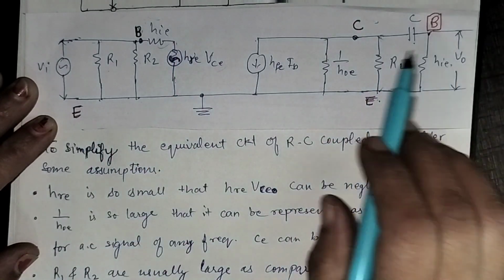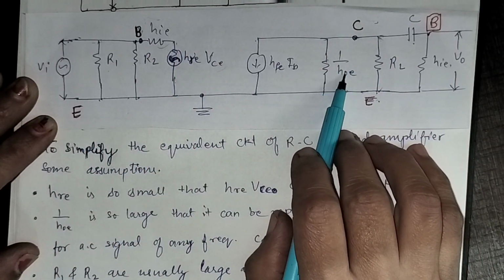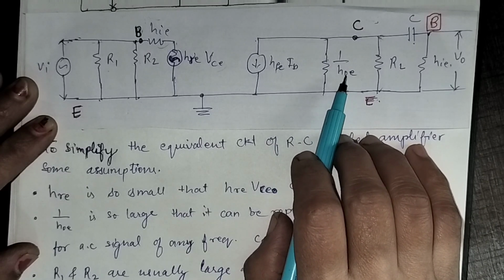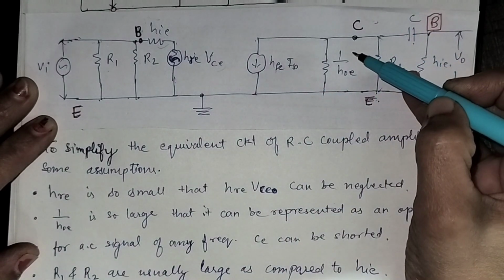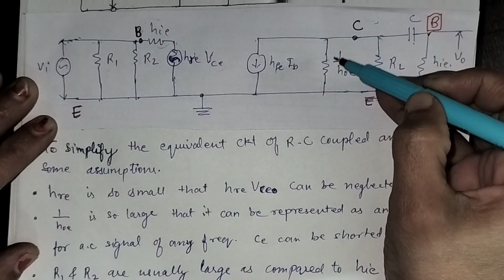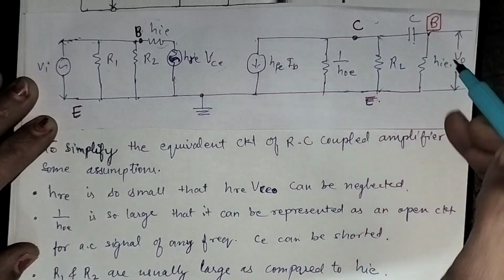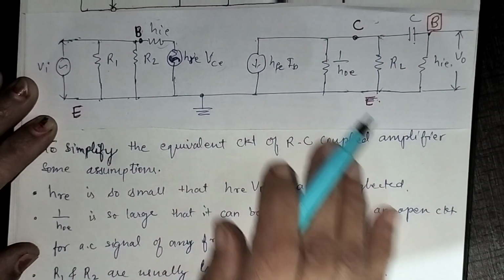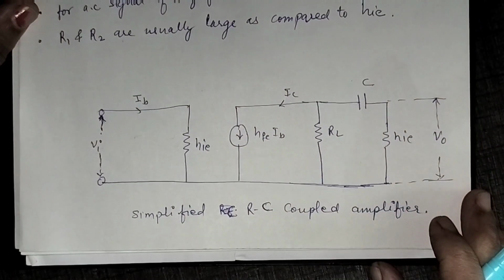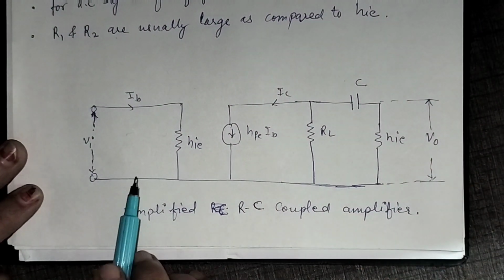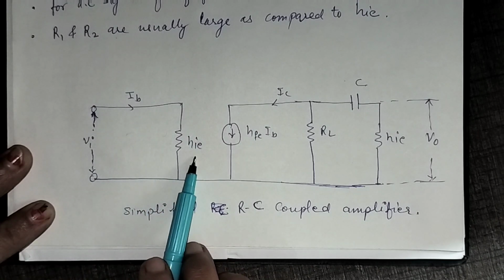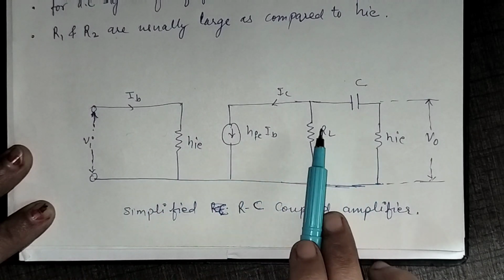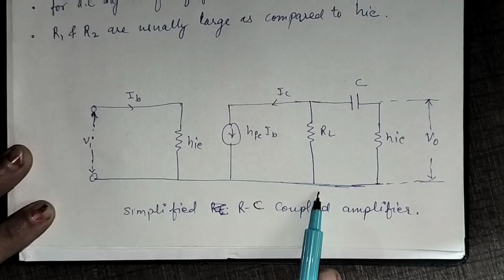Similarly, on this side, the value of this output impedance is very high. This is approximately equal to 50,000 ohm. So we can also assume it as an open circuit. So we will remove the branch here. So the simplified circuit will look like this. This is the simplified circuit. This is Vi, this is IB, the input current, and this is hie, and this is the current gain, and this is the load resistance.